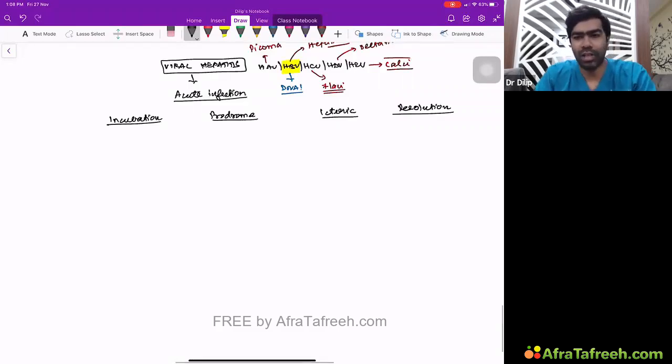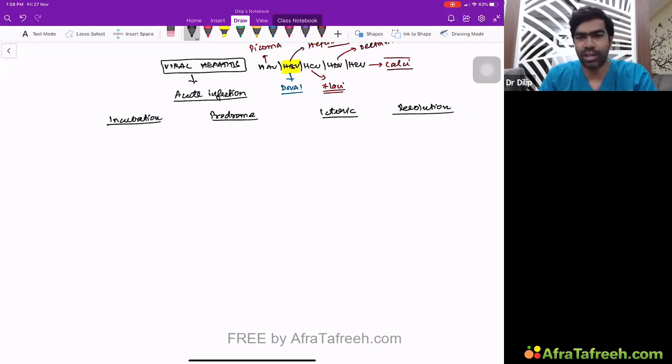Remember, even though these 4 phases are very classical of acute viral hepatitis infection, not all the patients will follow all 4 phases. For example, some patients may not get the prodrome at all, and they directly get the jaundice. And some patients who get the prodrome may not become jaundiced at all. And some patients may not get the prodrome and icteric phase at all. They directly pass on to resolution. So it's not like all 4 phases must be classic in all the infections.